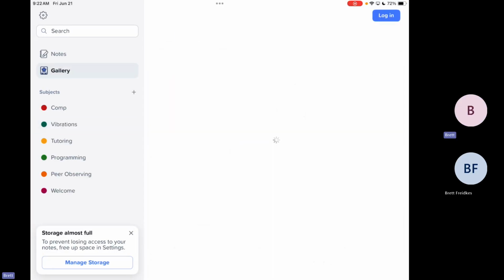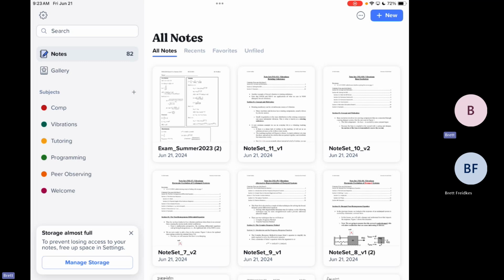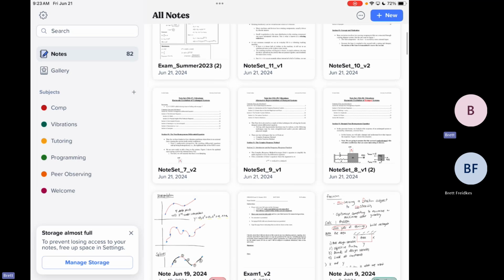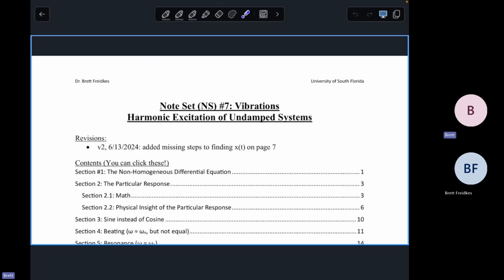So let's go to our first note set. We have our exam next week. This will be on note set 7 through 11 with extra credit from note set 12, which will start on Tuesday. So today what I'm going to do is at least start by reminding you of things in the note sets. We can talk about problems.